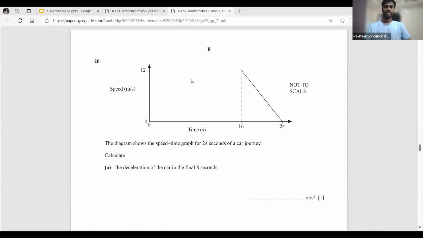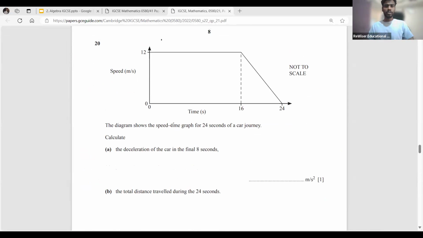Here is the first one, and this is from paper 2. The diagram shows a speed time graph for 24 seconds of a car journey. Calculate the deceleration. That refers to the acceleration of the car in the final 8 seconds, which I have just mentioned to you. The acceleration in a speed time graph is always the gradient, which means we have to find the gradient. So this point is going to be 16, 12.